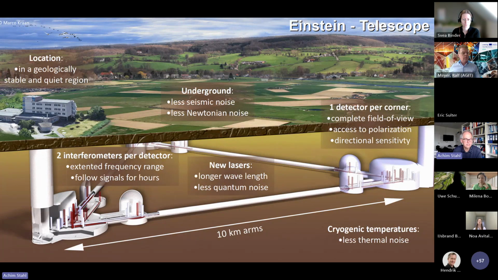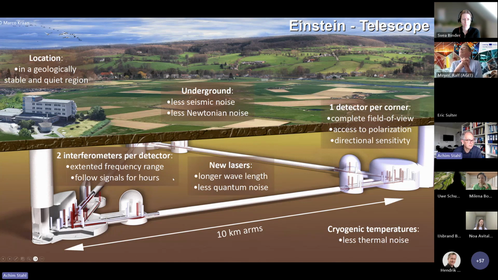We have selected a geologically quiet and stable region. There was a study done all over Europe where we investigated different sites, and in the end we came up with a few that are quiet enough to build the Einstein Telescope. And the EMR is one of them.